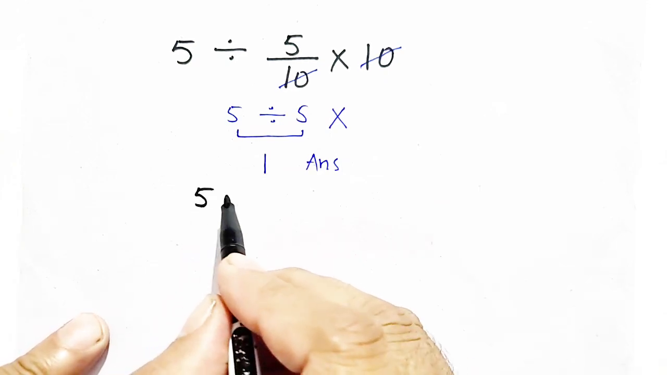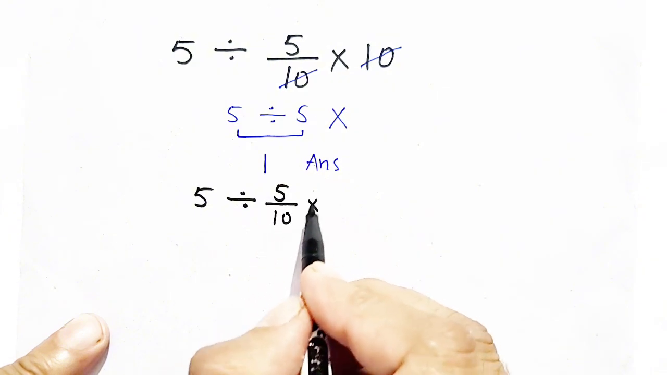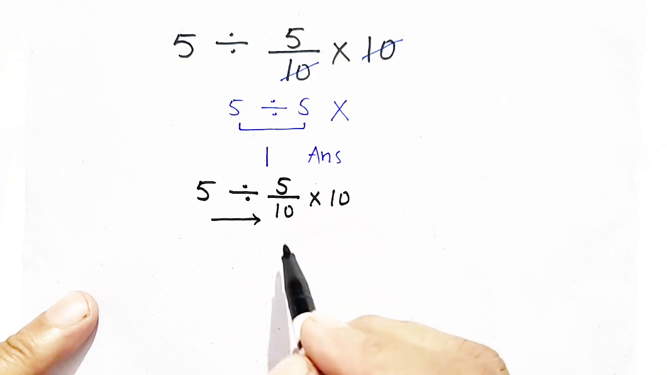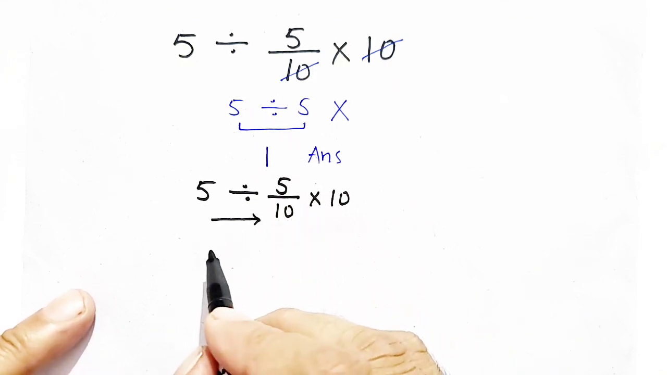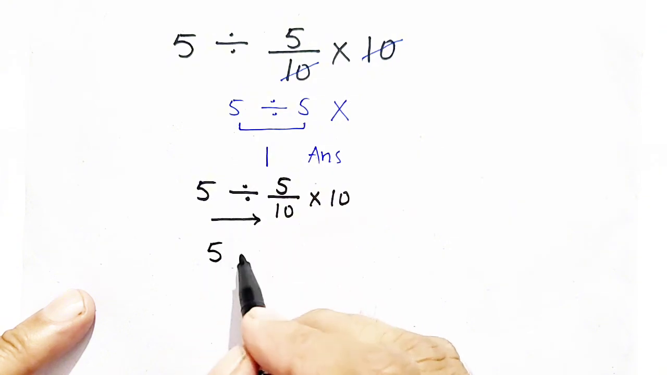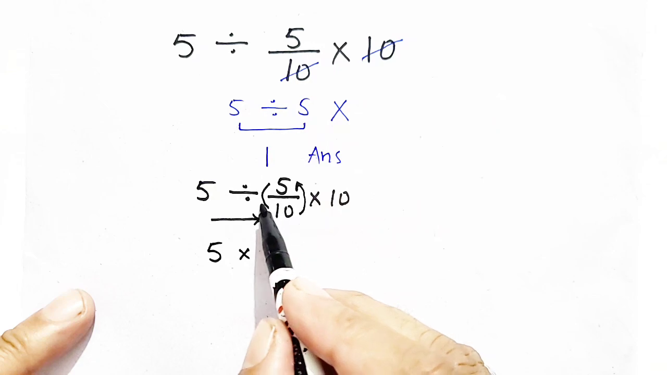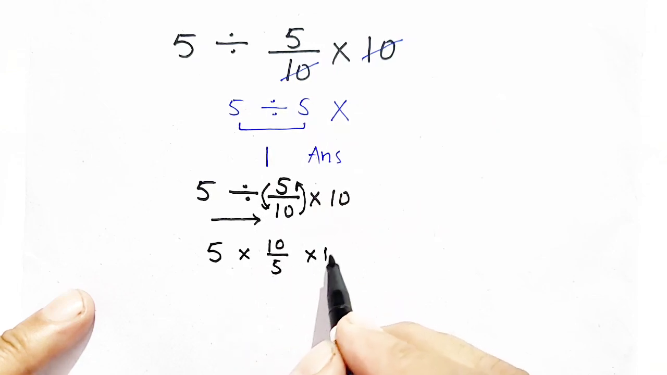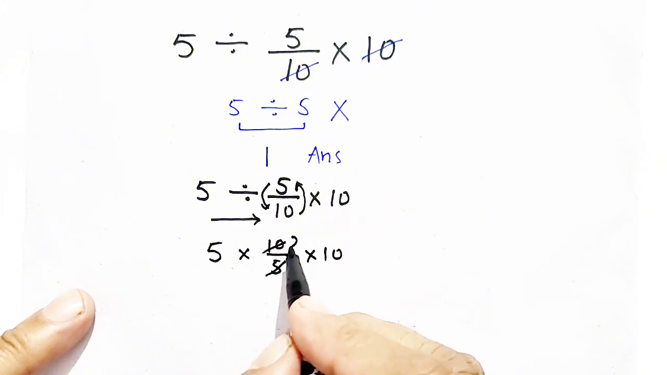The question is 5 divided by 5 over 10 times 10. So we have to move from left to right while solving division and multiplication. So 5 as it is, divide is converted into multiplication. 5 over 10 is flipped, so it will become 10 over 5 times 10. So 5 and 10 is a single term, so it will become 2.